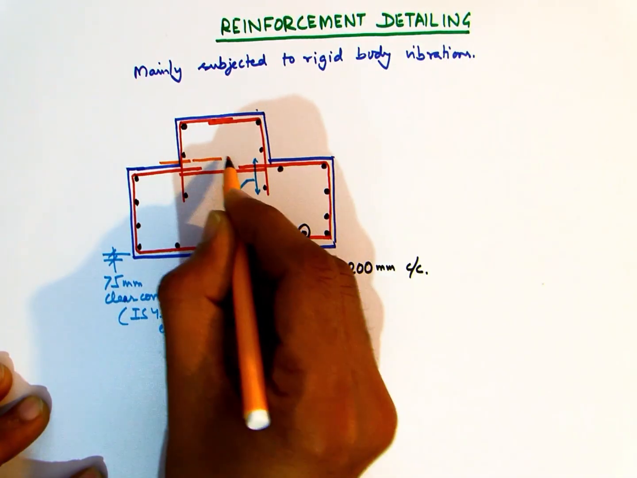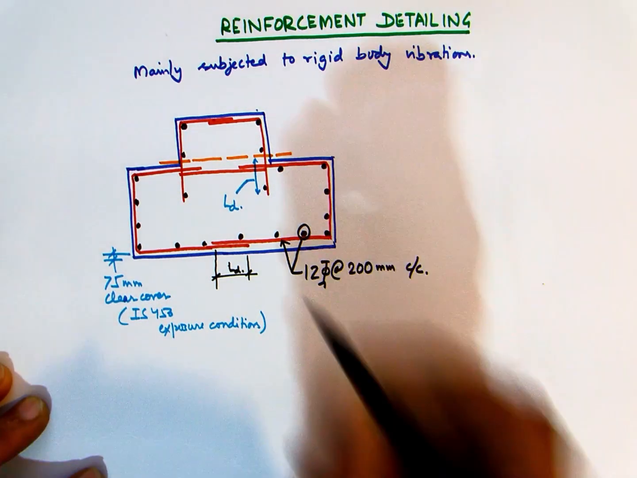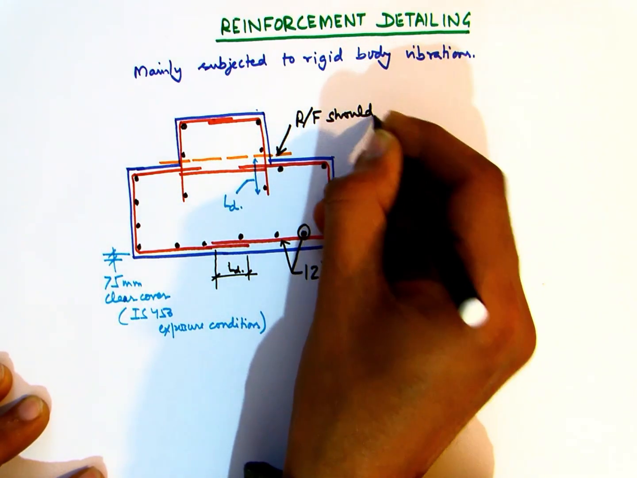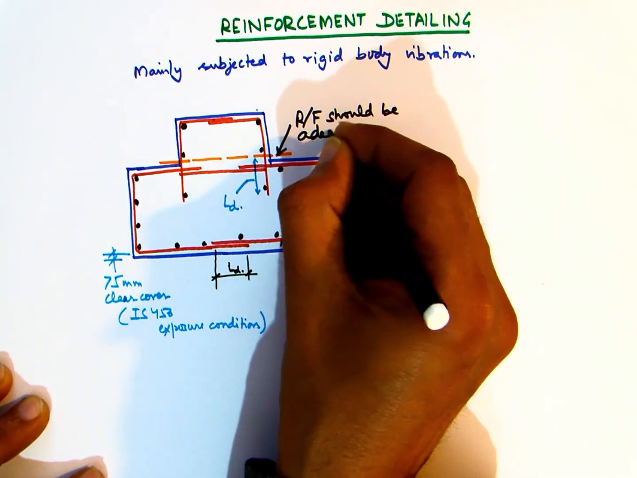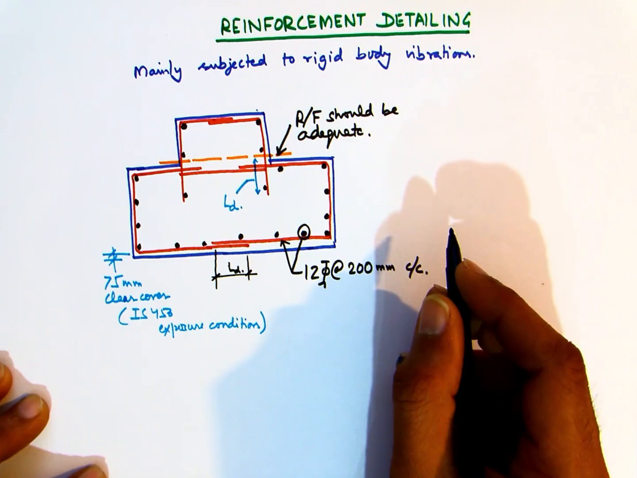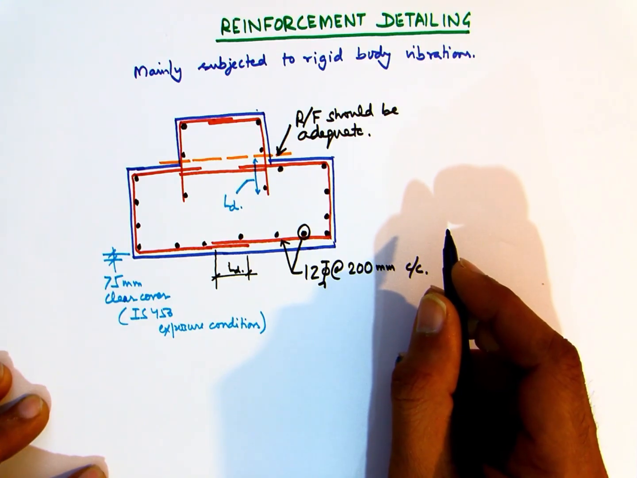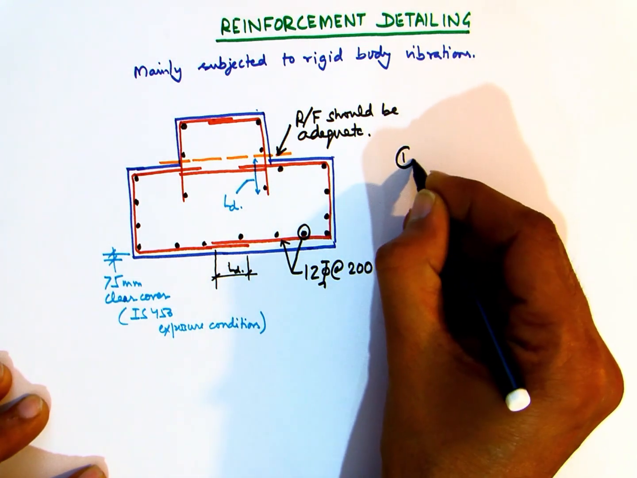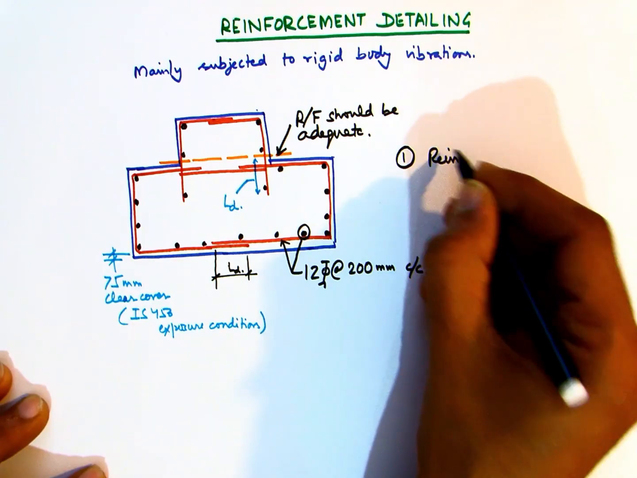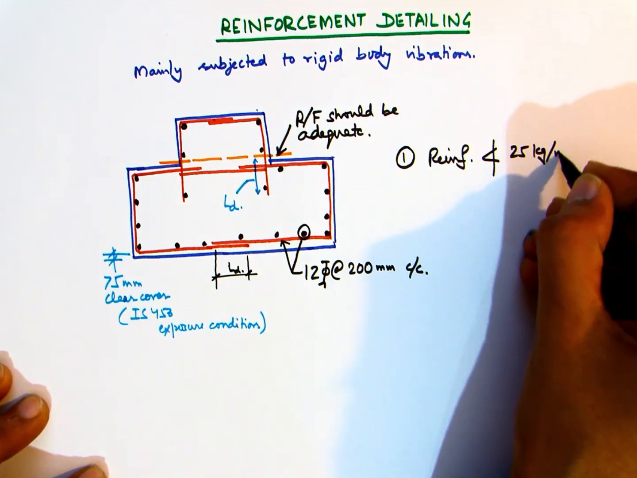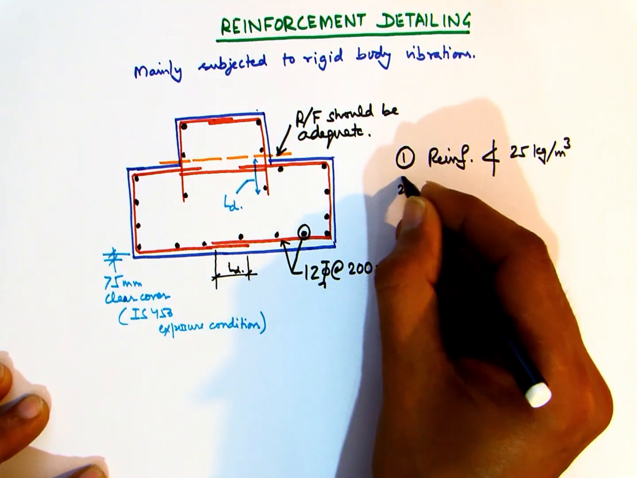The critical sections, for example the one shown here, must be checked for adequacy against bending moment and shear force caused by inertial forces. This we have already studied, how to find out the moment and the shear force, or if axial force is applicable, then how to do that for such projections. So the reinforcement should be sufficient to resist these forces and moments. In any case, the quantity of the reinforcement should not be less than 25 kg per cubic meter of the concrete.